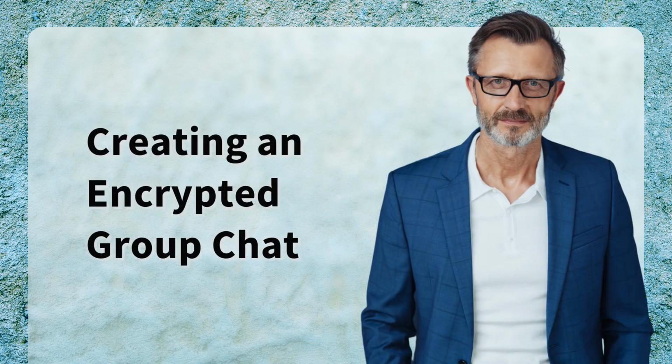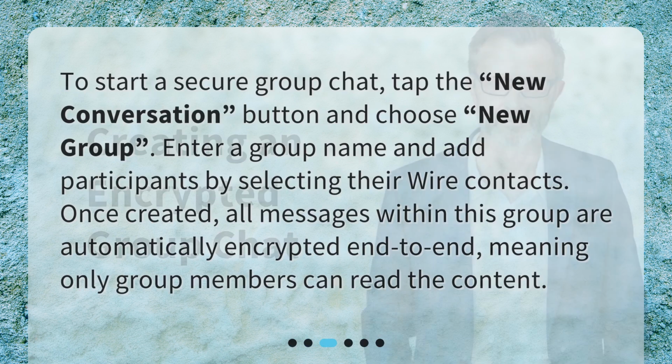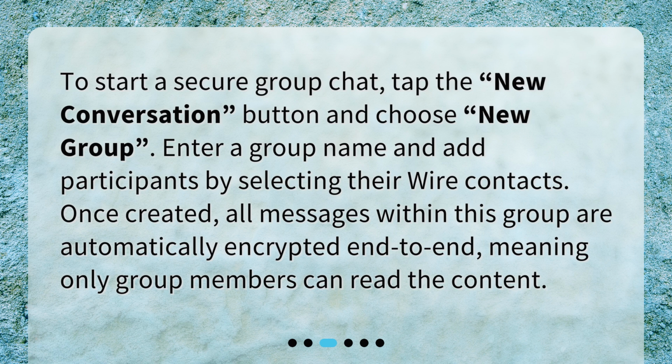Creating an encrypted group chat. To start a secure group chat, tap the New Conversation button and choose New Group. Enter a group name and add participants by selecting their Wire contacts. Once created, all messages within this group are automatically encrypted end-to-end, meaning only group members can read the content.